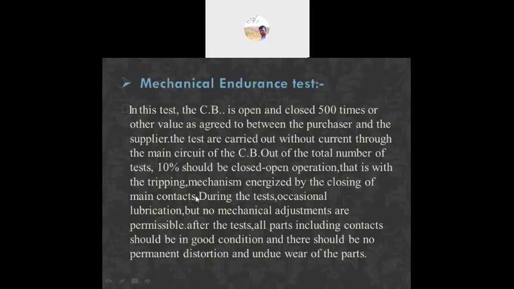The tripping mechanism is energized by the closing of the main contact. In this test, occasional lubrication is done between the contacts, but no mechanical adjustments are possible, because if the lubrication is lost, the contacts between the moving contacts and fixed contacts will become loose. So the lubrication will be changed. After this test, all parts including the contacts should be in good condition. There should be no permanent distortion or wear of the parts. That is done in the mechanical endurance test.